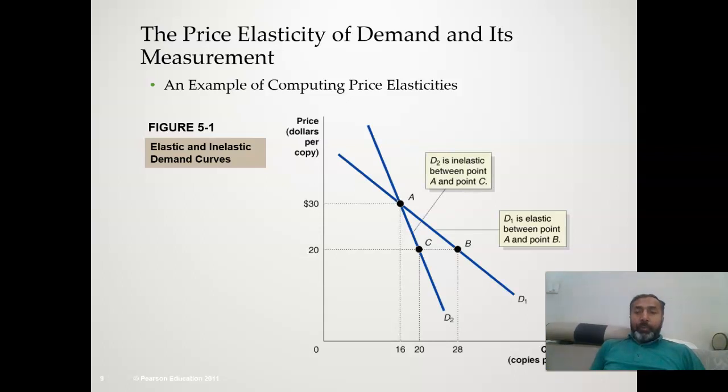Again, D1 is elastic between point A and B because the percentage change in quantity demanded is bigger than the percentage change in price. D2 is inelastic between point A and C because the percentage change in quantity demanded is less than the percentage change in price.